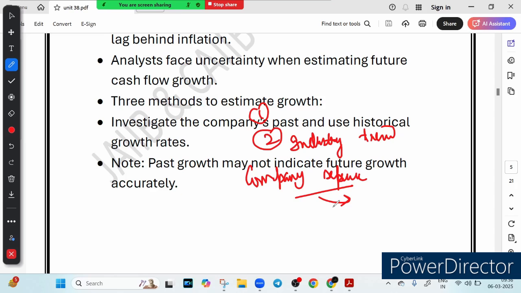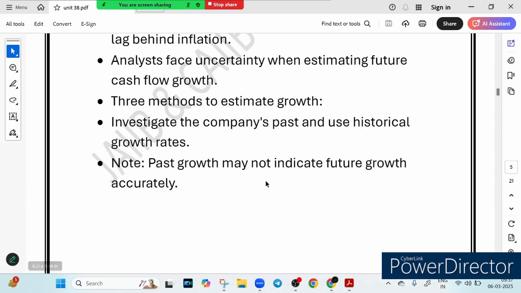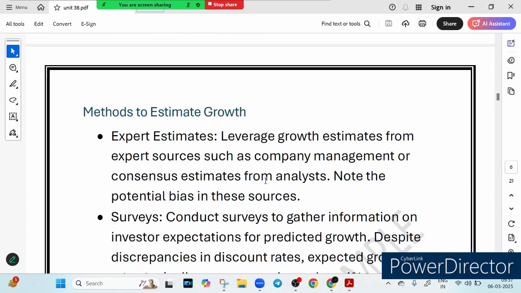So the big challenge is still the same, predicting the future. Analysts face huge uncertainty while forecasting growth. The key is to be realistic, not overly optimistic or too conservative, right? Instead of relying on just one growth estimate, a smart analyst could consider multiple scenarios like best case, worst case, most likely case, right? So that is the point. Now we will discuss what are the methods to use to estimate the growth.